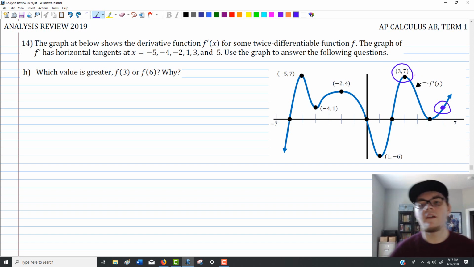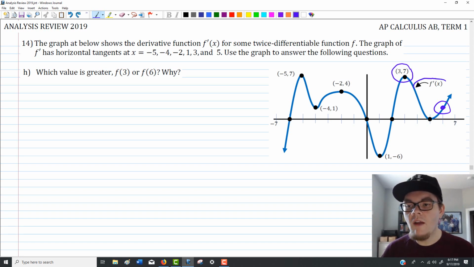But no, sorry friends, that's not how this works. We're looking at a graph of f prime of x. This is all talking about the slope. All this is telling us is that the slope is 7 at x equals 3, and the slope is something smaller down here at x equals 6.